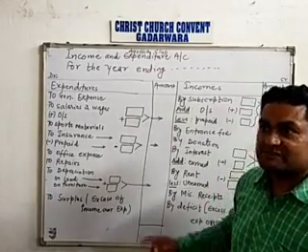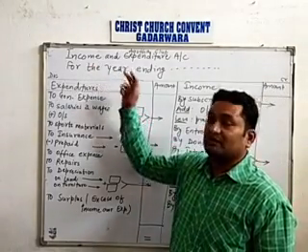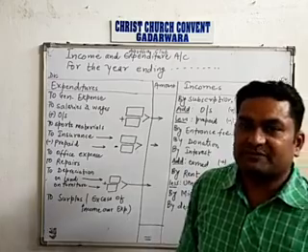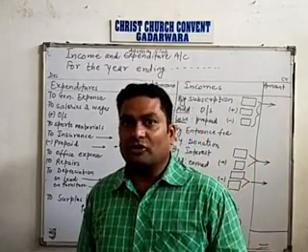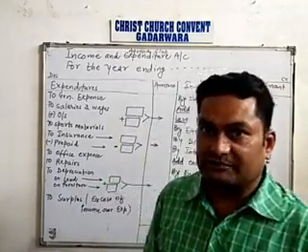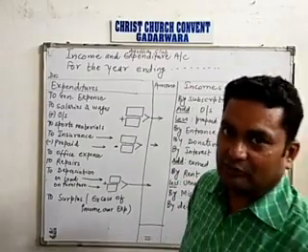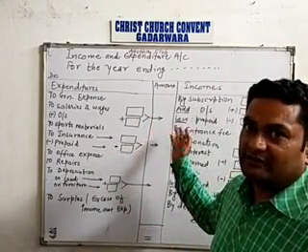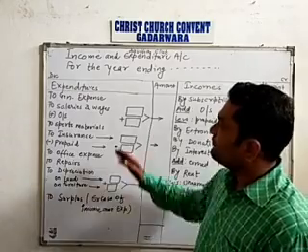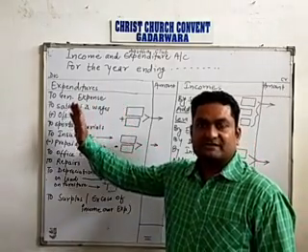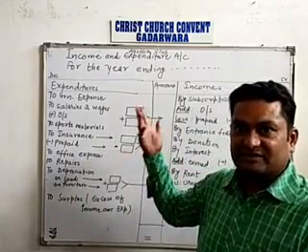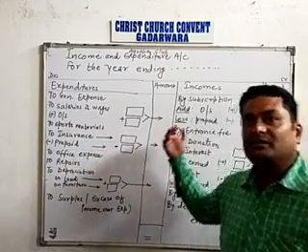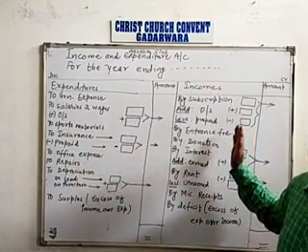The second format is for income and expenditure account. So first, at the top, the name of the institution or club, then the name of the account, income and expenditure account, and then for the year ending, whichever the year is. Again it has two sides, debit and credit, like the receipt and payment account.